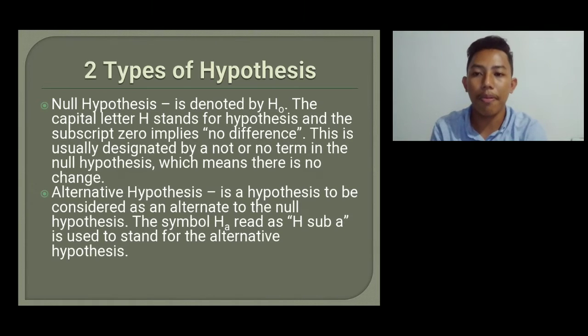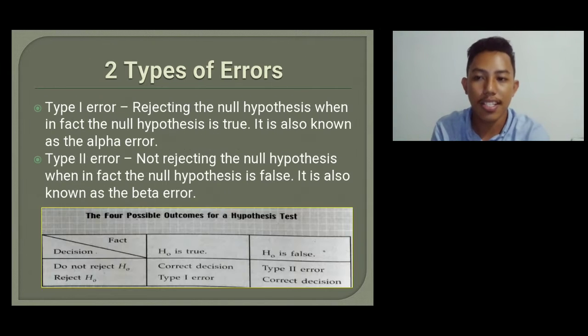So there are two types of hypothesis. First is the null hypothesis. It is denoted by H sub 0. The capital letter H stands for hypothesis and the subscript 0 implies no difference. This is usually designated by a not or no term in the null hypothesis, which means there is no change. The next one is the alternative hypothesis. It is a hypothesis to be considered as an alternate to the null hypothesis. The symbol H sub A is used to stand for the alternative hypothesis.